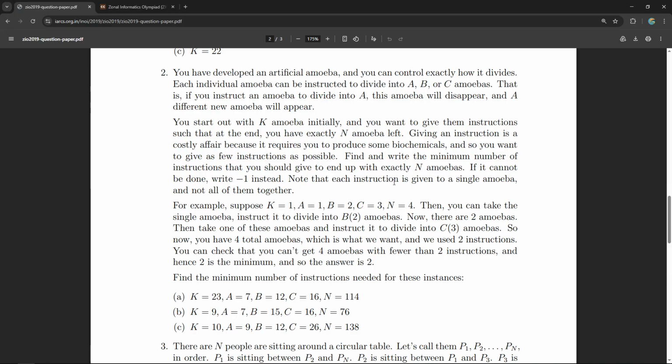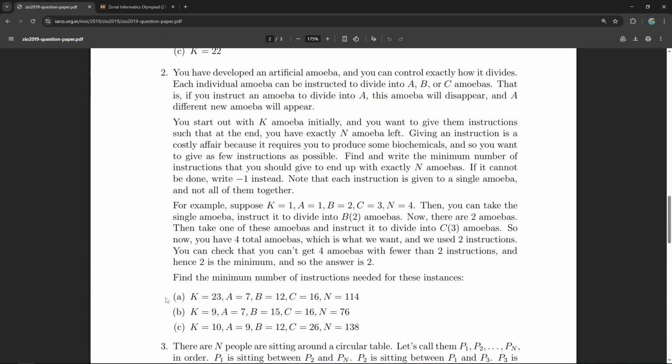Note that each instruction is given to a single amoeba and not all of them. For example, suppose K equals 1, A equals 1, B equals 2, C equals 3, N equals 4. Then you can take the single amoeba and instruct it to divide into 2 amoebas. Now there are 2 amoebas, then take one of these amoebas and instruct it to divide into C, 3 amoebas. So now you have a total of 4 amoebas, which is what we want, and we used 2 instructions. You can check that you can't get 4 amoebas with fewer than 2 instructions, and hence 2 is the minimum, so the answer is 2.